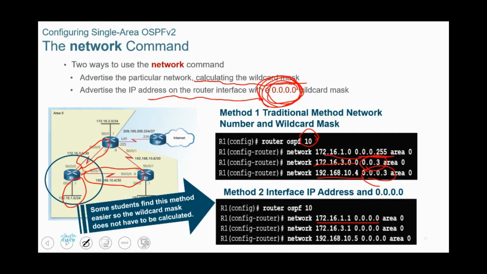You can modify your configuration command based on this table, and you can just configure router OSPF 10, then network 172.168.1.1, and for the wildcard mask you can just by default use 0.0.0.0 area 0. Okay, you always need to have area 0 because we are using a single area. For the subnet mask here, you do not need to count. You just need to apply the default, which is 0.0.0.0.